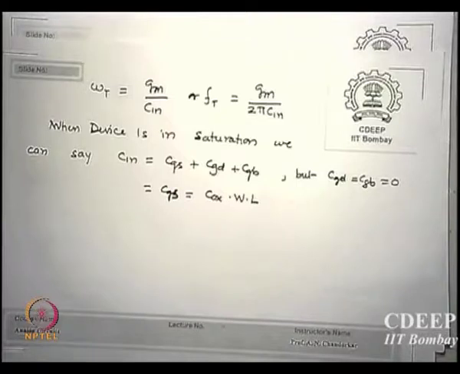This is to show you in general what is specific to what. In saturation the other two can be neglected, and CGS is given all of it. Okay, all of it. Is that okay?